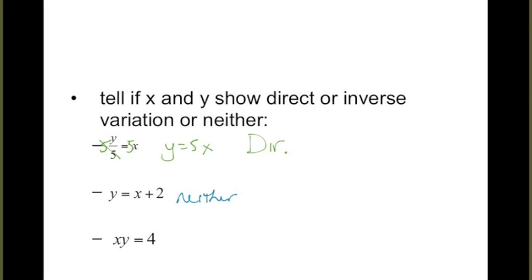And the last one, I need to get y alone. I'm going to get y alone by undoing what's being done to it. So I'm going to divide both sides by x. So that gives me y is 4 divided by x. So is that direct, inverse, or neither? Inverse. Okay, it's a division relationship. Questions?